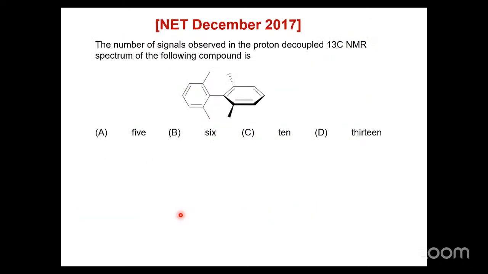This example appeared in the CSIR exam, which was held in 2017. Now the molecule they have given, and they ask you the number of signals observed in a proton decoupled C13 NMR. So what will be the answer? You can write in the chat box. 5, 6, 10, 14. What could be the answer?